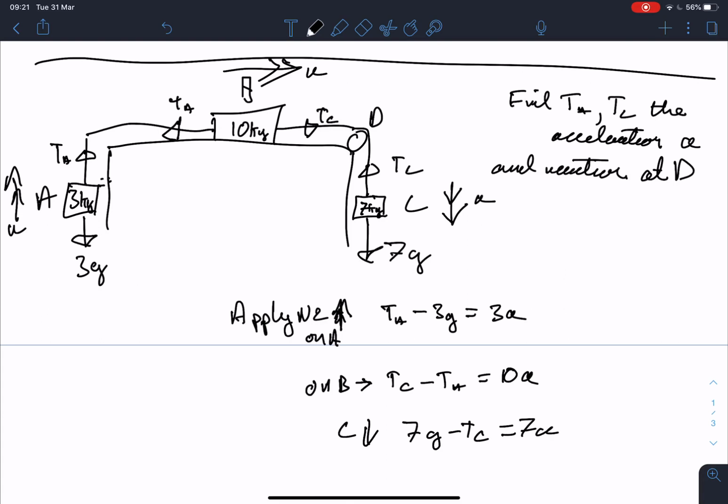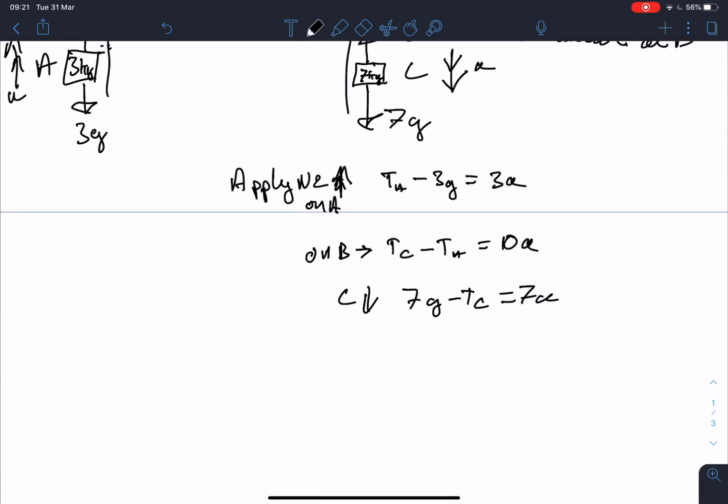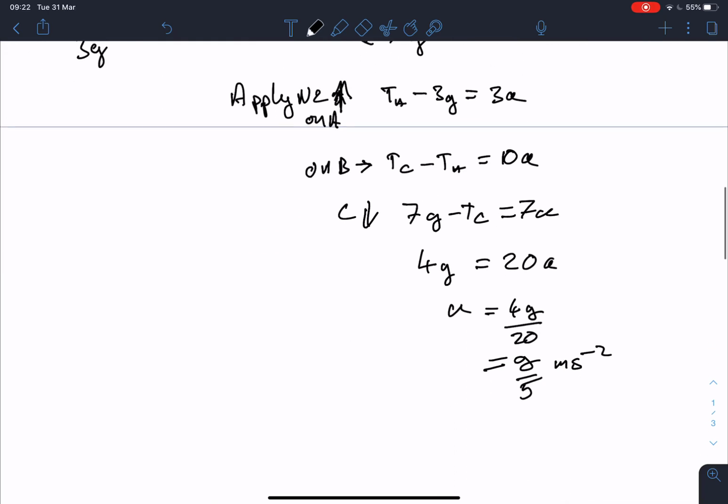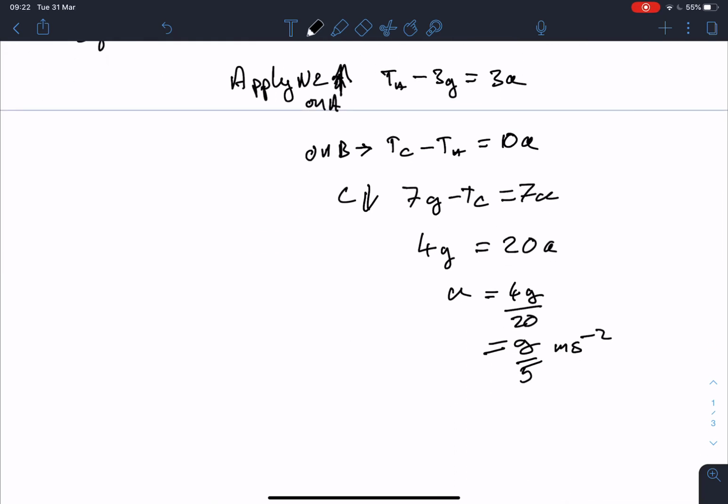So that was on A. On B, which was here, we've got, let's put the extra forces on the diagram, TA and TC, because the strings are light inextensible, so we get TC minus TA is equal to 10A. And on C now, so that was horizontally, this is now downwards, so we get 7G minus TC equals 7A.